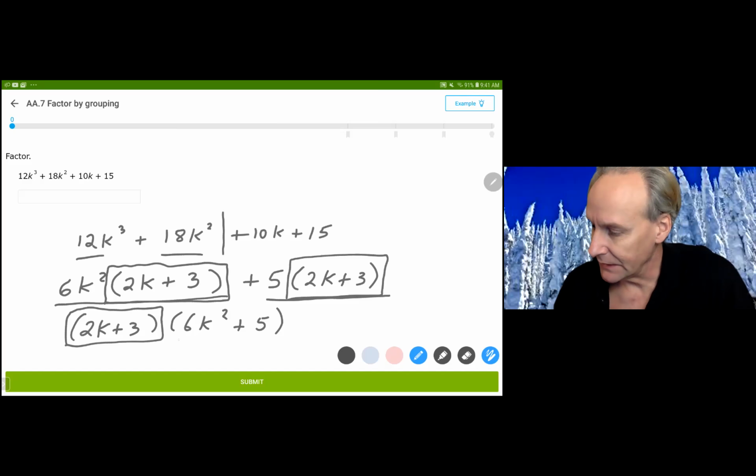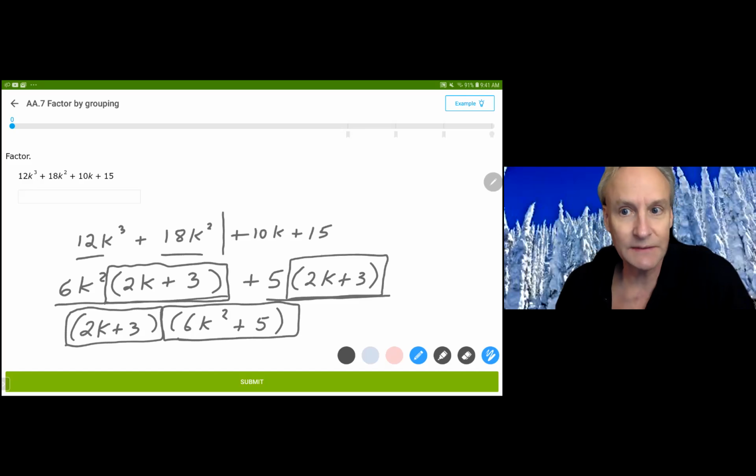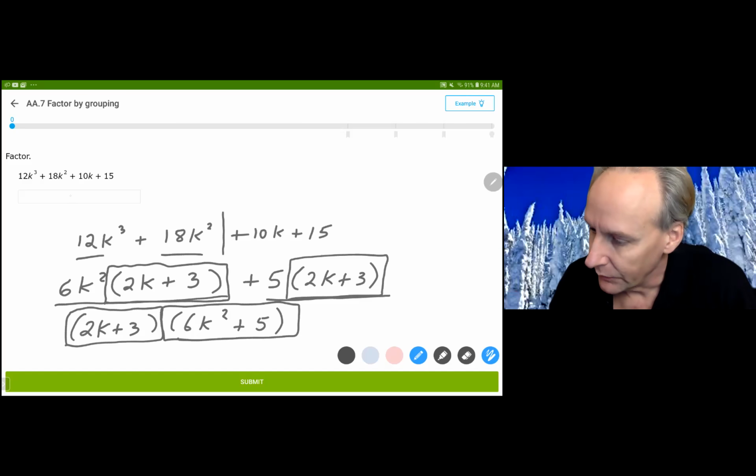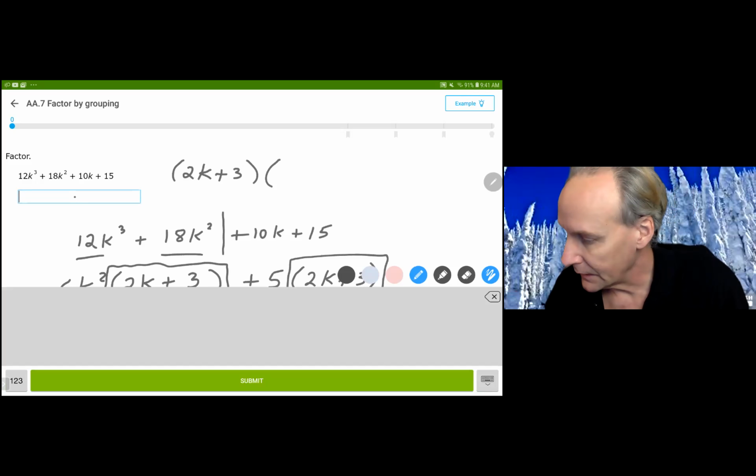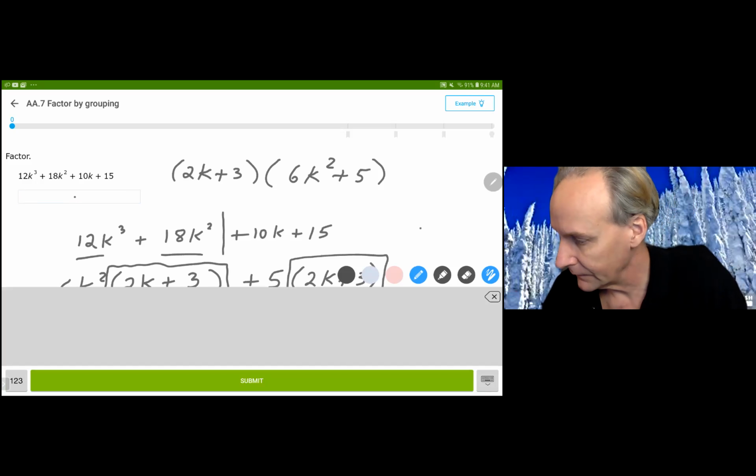Now, if I could, I would factor this further. For example, if this happened to be a difference of squares, I could factor it even further. But there it is. We have a 2k plus 3. Oh, I should have written it up here. 2k plus 3 times 6k squared plus 5, I believe. Just want to double check it real quick here.